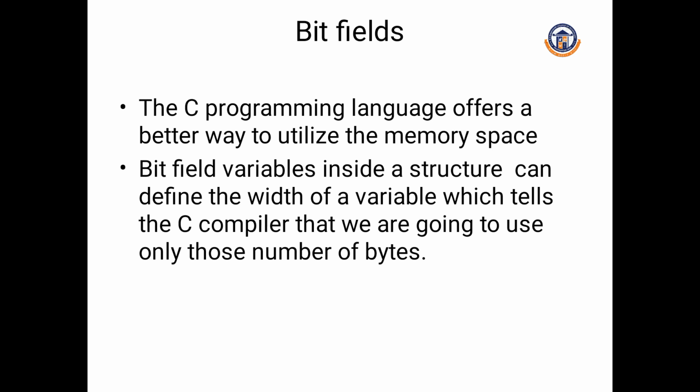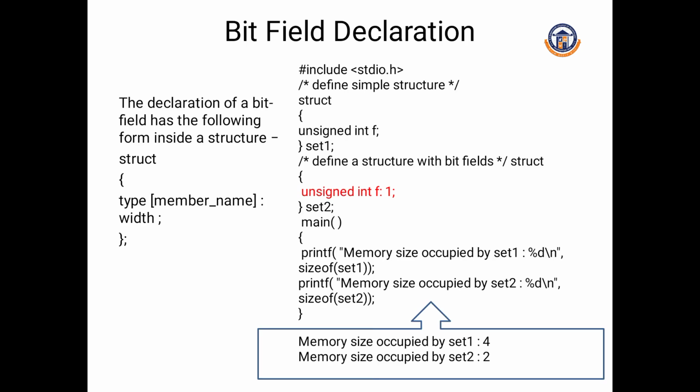In that scenario, we can use bit fields, which offer a better way to utilize the memory space. We can declare bit field variables within a structure. This is the declaration of the bit field: I have a struct with the type name, whether int or float or whatever it is, then the member name, and after the colon I give the width of the data. The simple program in the second half of the slide will show the bit field declaration form.